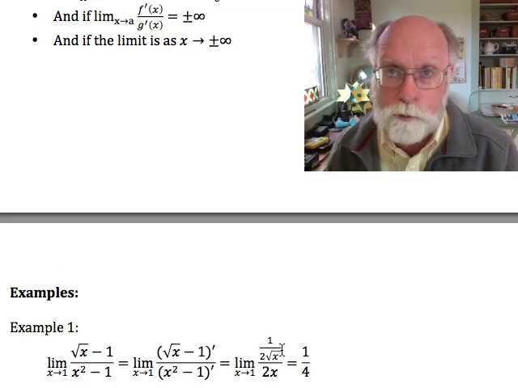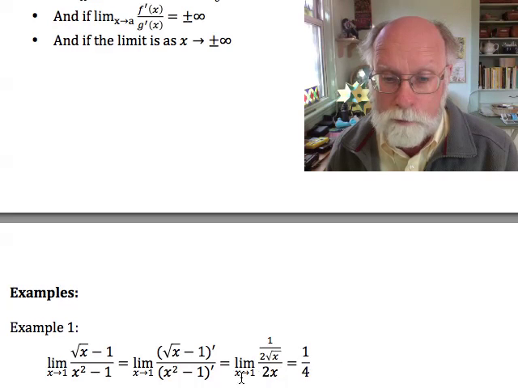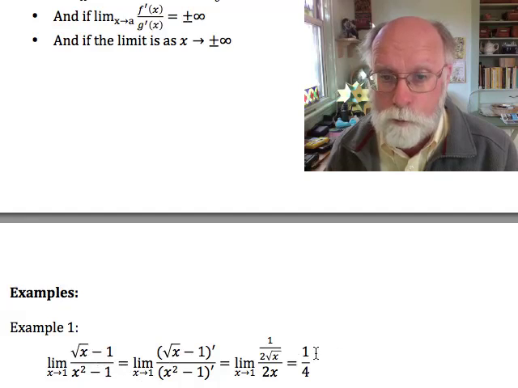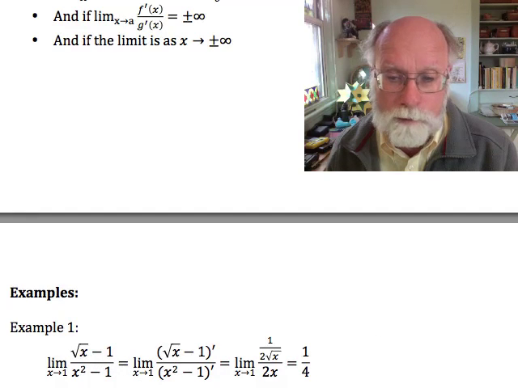It's 1 over 2 root x. And here is the derivative of x squared minus 1. It's just 2x. Now we let x go to 1. The numerator goes to 1/2. The denominator goes to 2. So altogether, that limit is 1/4. So L'Hopital's rule says that since the limit of the quotient of derivatives is 1/4, the limit of the quotient of the functions is also 1/4, and that's what we get for our answer.